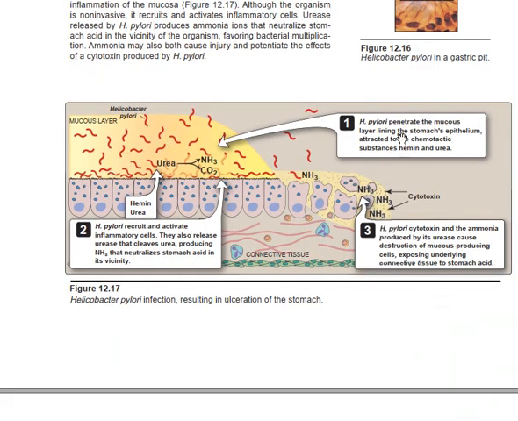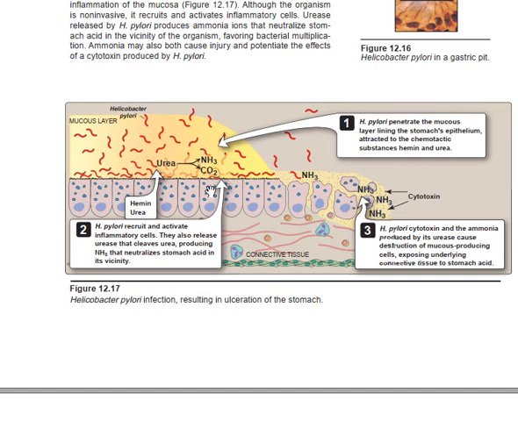What happens is that the first step is that the Helicobacter pylori is going to penetrate the mucous layer lining of the stomach epithelium, and it is the only microorganism that grows in the stomach epithelium because of the extreme acidic pH. Is it clear? So it's going to be attracted to the chemotactic substances hemine and urea. Is it clear? The next, you can see Helicobacter pylori all through here.